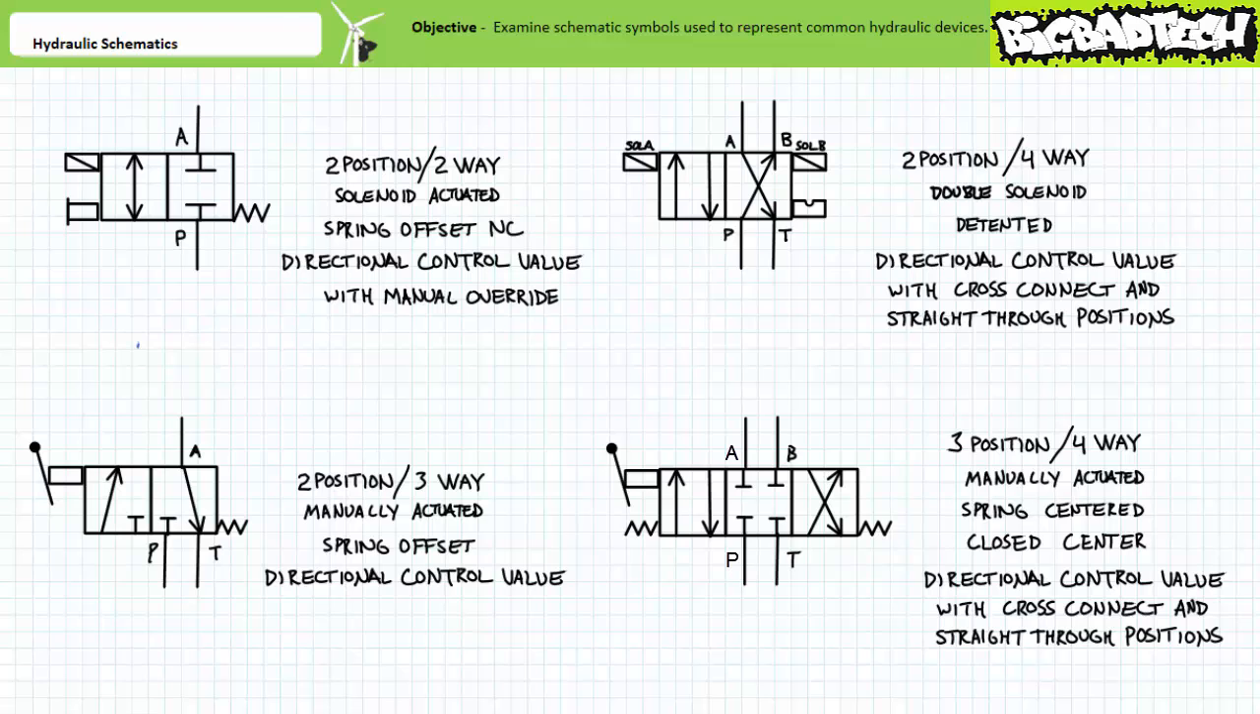Finally, this last directional control valve is a three-position, four-way, manually actuated directional control valve, spring-centered into a closed center position. When actuated by an operator into the straight-through position, P is routed to A and B is dumped to T. When actuated by an operator into the cross-connect position, P is routed to B and A is dumped to tank. Such a valve could be used to not only extend and retract a double-acting cylinder, but also lock the cylinder in position, even in mid-stroke, with a closed center position.